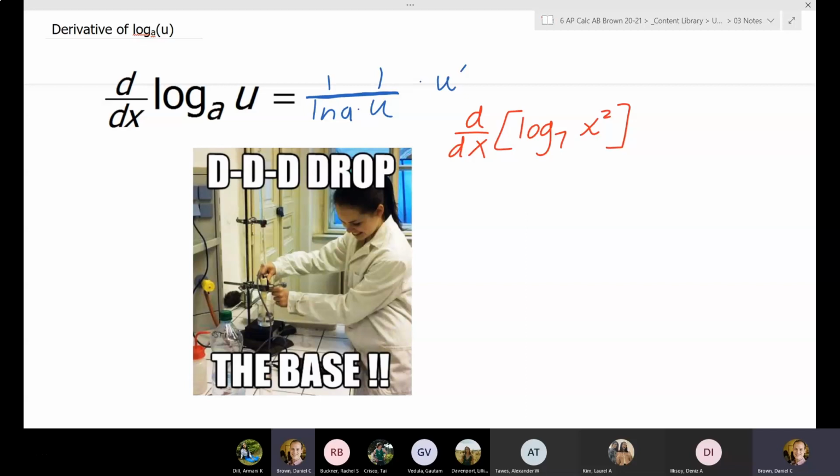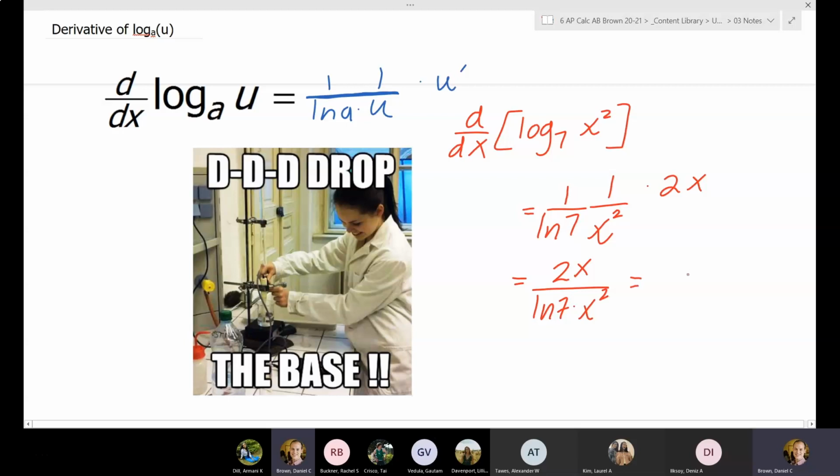So if I'm taking the derivative of log base 7 of x squared, we have 1 over the inside times the derivative of the inside, which is 2x. But this was not a natural log, so I have 1 over the natural log of the base in the denominator. You could leave your answer like this, that's perfectly fine: 2x over the natural log of 7 times x squared. But one of those x's does cancel, and you can write it as 2 over x times the natural log of 7.